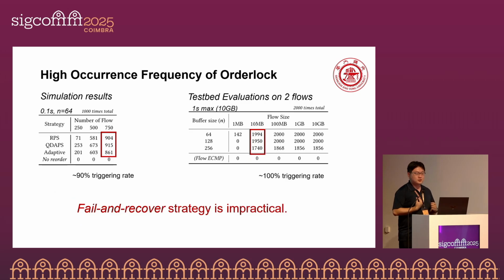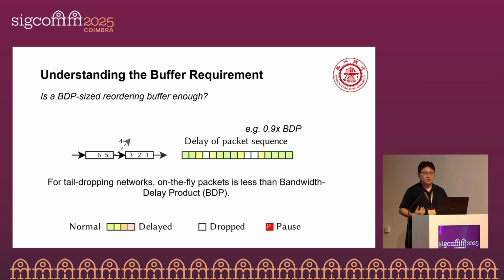Further simulations and testbed evaluations consistently show that order lock triggers at an extremely high frequency. This makes the traditional fail-and-recover strategies completely impractical here. The performance degradation would be massive, as every flow would constantly be entering a recovery state, which will devastate its FCT. And this leads to a question about the reordering buffer size.